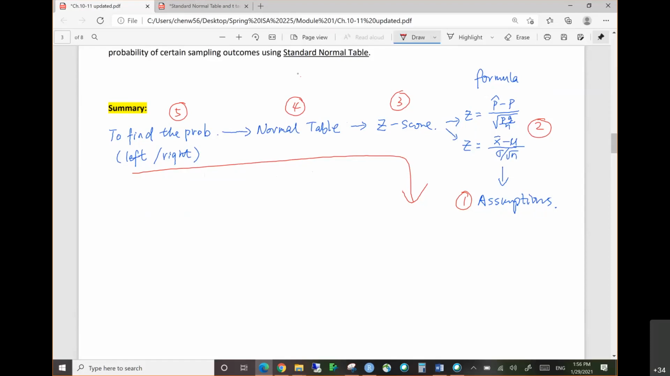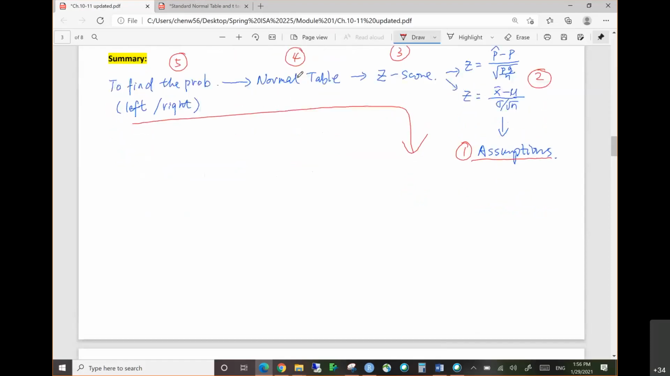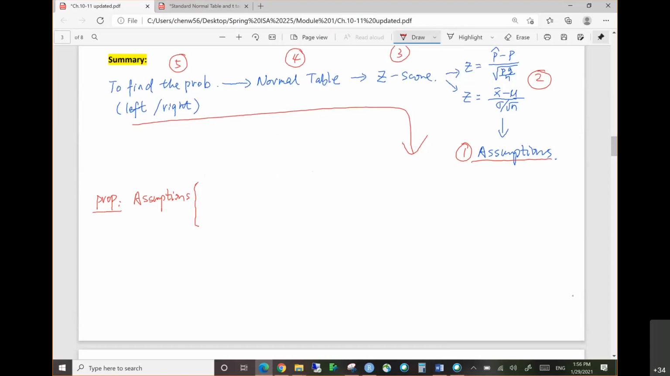Okay, so let's summarize a little bit. We say we have the sampling distribution of proportion. We need to check the assumptions. Still remember what they are? Ethan, what are these assumptions? For the proportion, the independence and normality assumptions. Perfect.